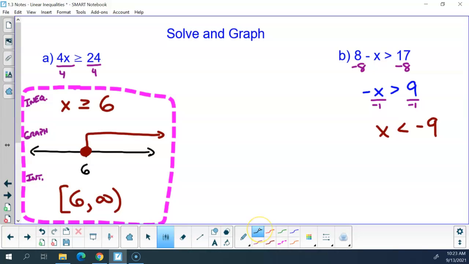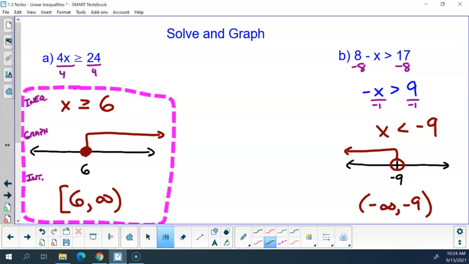My graph would then, the only number on the number line that I care about is -9. If you put more, that's fine, I got no problem with that. But you better have the number up there that's in your inequality. Okay? Open or closed dot? Open. Left or right? Left. Interval notation would then be from negative infinity all the way up to -9, and I would have a parenthesis.